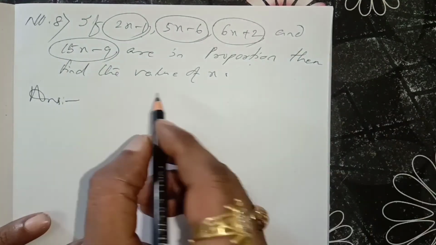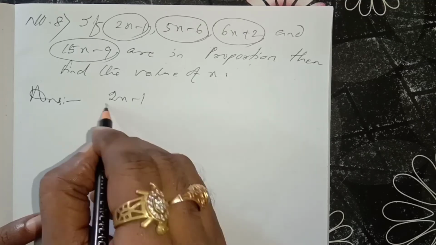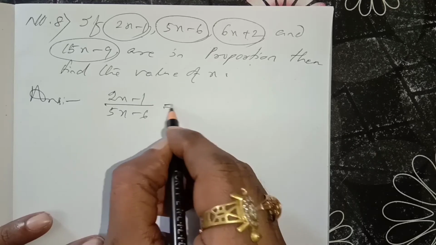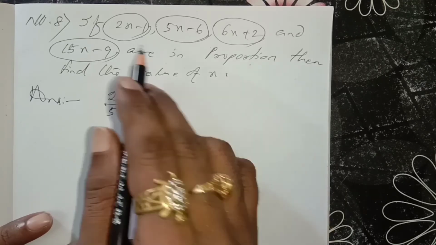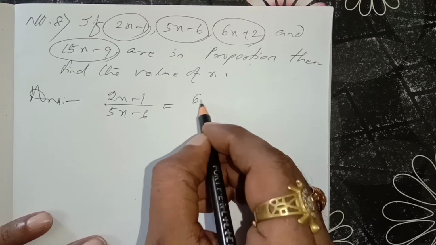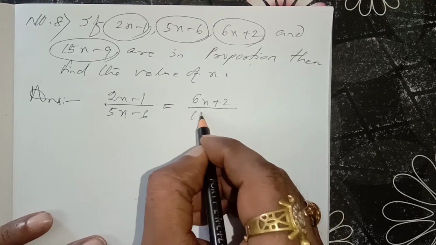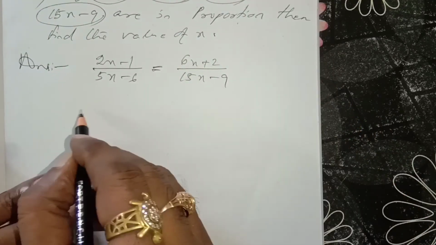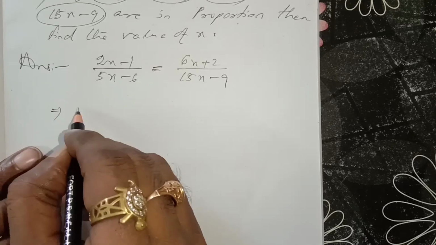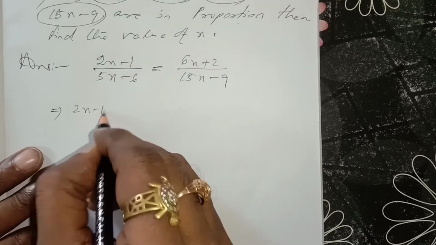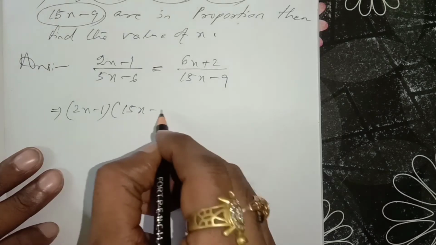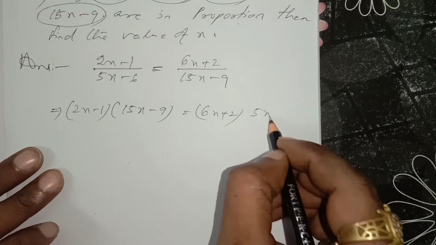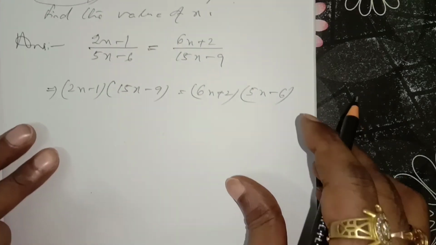What do you mean by this? That means 2x minus 1 by 5x minus 6, first number by second number, not continuous, only proportion given. That means first by second equals third by fourth: 6x plus 2 by 15x minus 9. After that, you have to solve for x by cross multiplication. 2x minus 1 whole into 15x minus 9 equals 6x plus 2 whole into 5x minus 6. After that, you have to open the brackets.